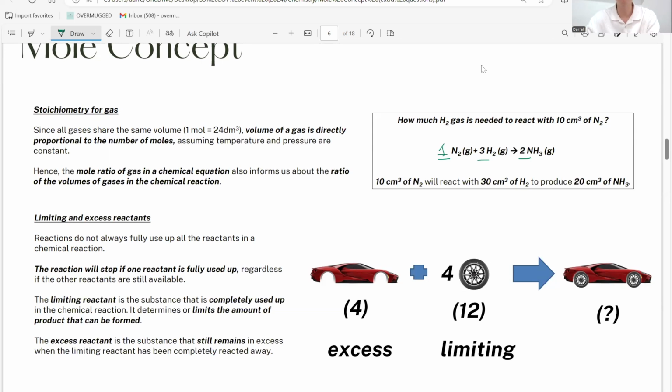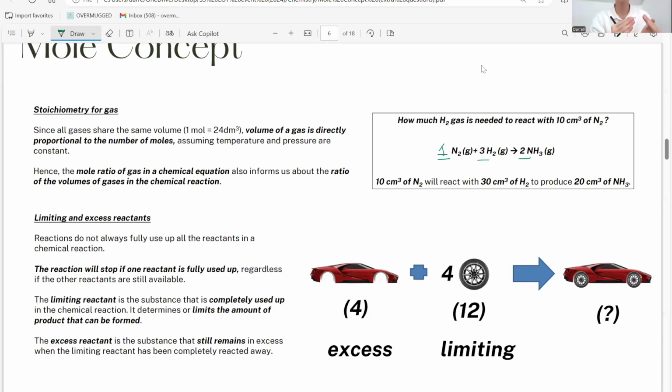It is equal to your volume ratio, which means if I react 10 cm cube, it will react with 30 cm cube to produce 20 cm cube. 1, 3, 2. 100 can react with 300 to produce 200. 1 dm cube can react with 3 dm cube to produce 2 dm cube. Your mole ratio is your volume ratio. Clear? So this is the other part that I need you all to digest.